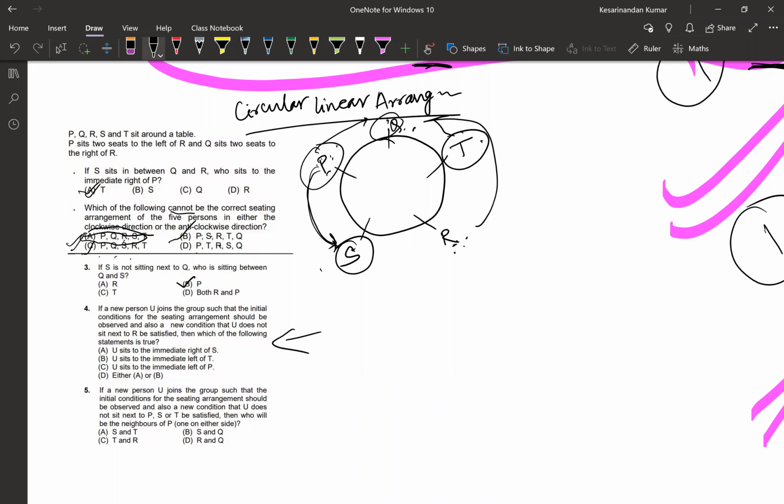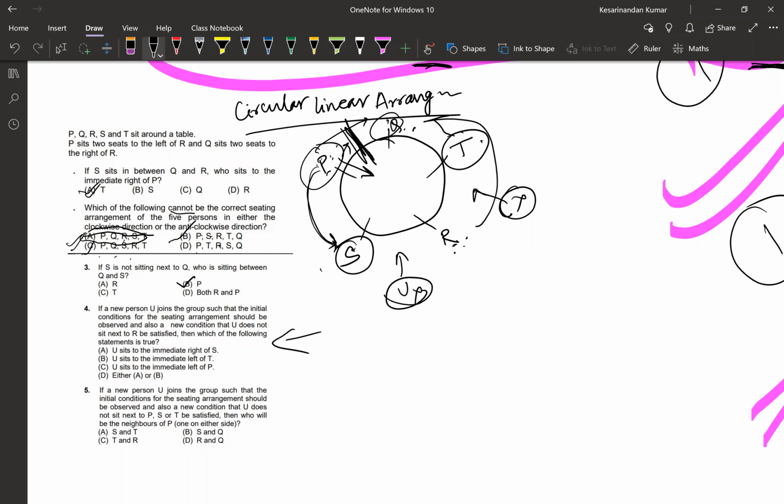Next, if a new person U joins the group such that the initial conditions of the sitting arrangement should be observed, and a new condition is that U does not sit next to R. So U will not sit here, and will not sit here. U will sit anywhere else. Let's see, then which of the conditions is true? U sits to the immediate right of S: not possible. U sits to the immediate left of T: not possible. U sits to the immediate left of P: left of P, this is P facing here, left is here. Possible.